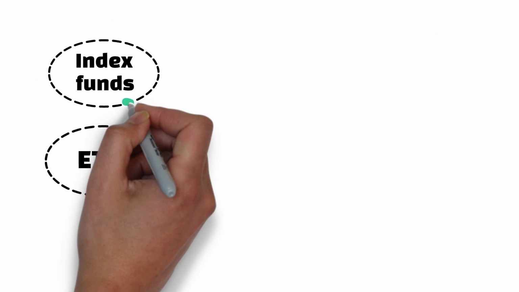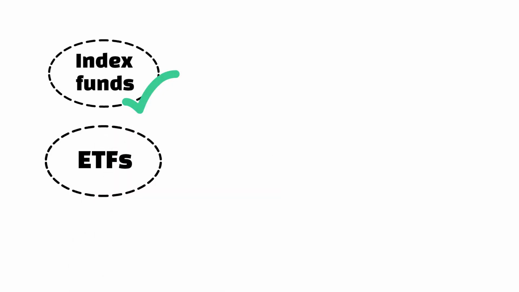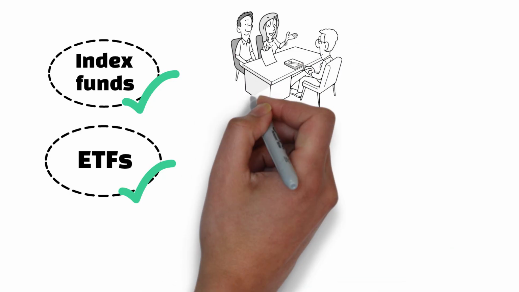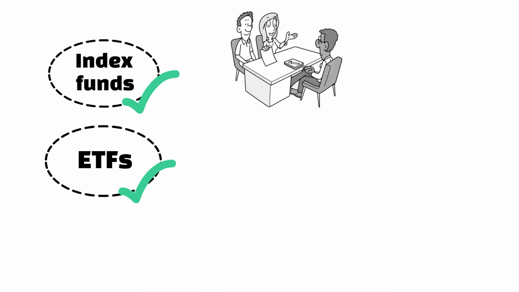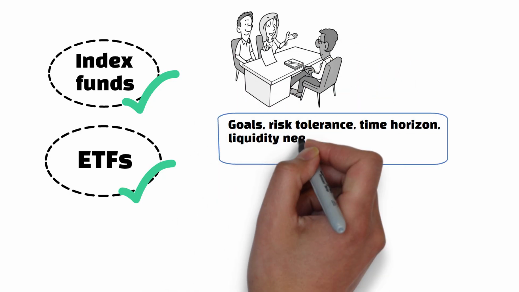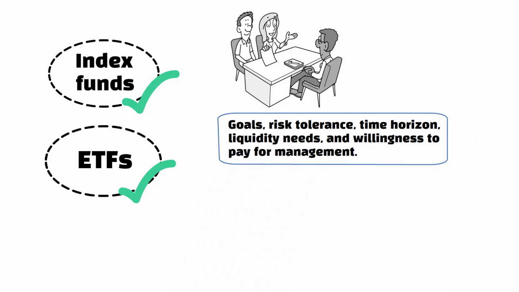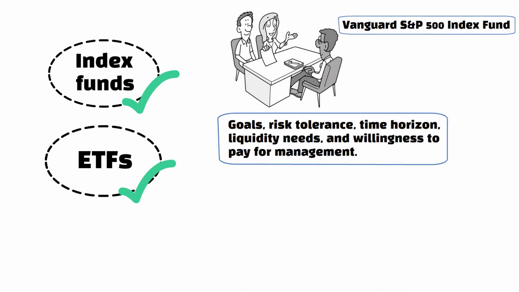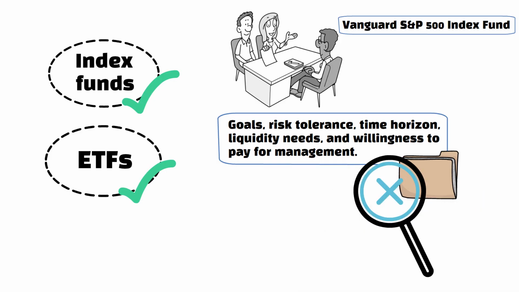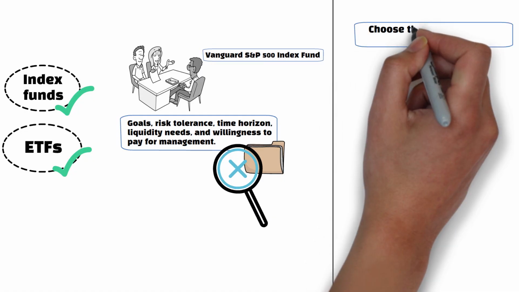Index funds and exchange-traded funds offer low-cost diversified exposure and are ideal for most long-term investors due to their simplicity and accessibility. Choosing between them depends on your goals, risk tolerance, time horizon, liquidity needs, and willingness to pay for management. For most investors, a simple low-cost index fund will outperform most mutual funds or hedge funds over time, as numerous studies have shown. Understanding how each works helps you build a portfolio aligned with reality rather than marketing promises. The key is not finding the most sophisticated product, but rather choosing the one that best fits how you want to invest.